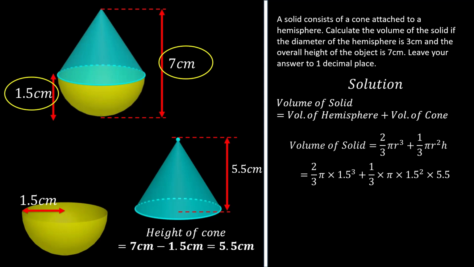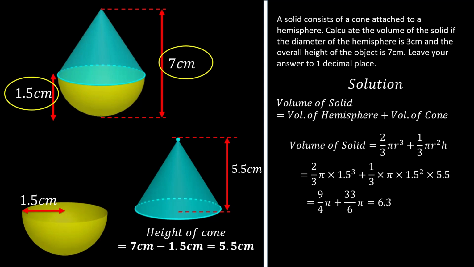And for that of the cone, we use 1/3 times pi times 1.5 squared, then times the height of the cone, which is 5.5. But remember here that we still retain our pi and want to evaluate pi at the end of this calculation. The reason is for us to avoid unnecessary approximation that might affect the final result. So we keep the solution well balanced by still maintaining pi until we get to the last stage of the calculation. We'll now put in the value of pi and then get our final result.